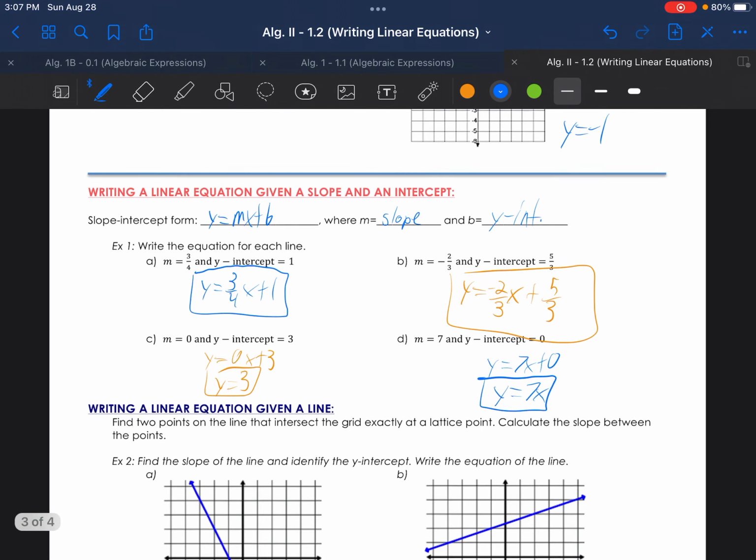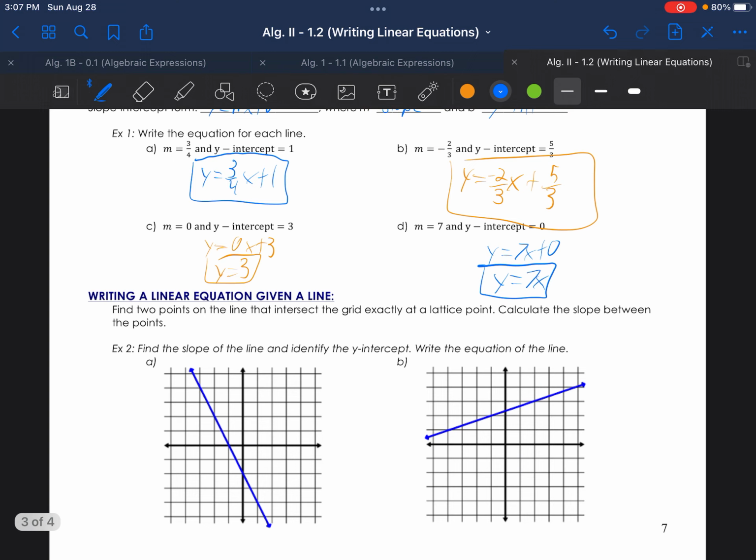Continuing on, writing a linear equation given a line. So on the first 4 examples, we were given the slope and the y-intercept. This time we're going to have to find the slope and the y-intercept. So on letter A, we can see that the y-intercept is right there. So that's b equals -2. So that's 1, 2 down.